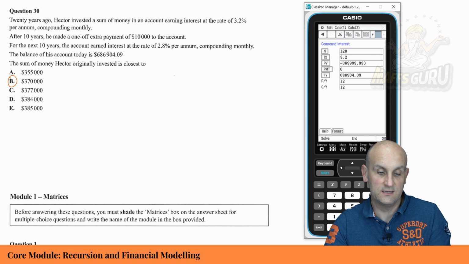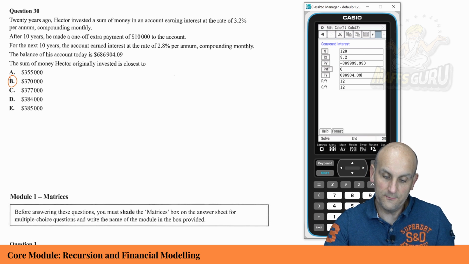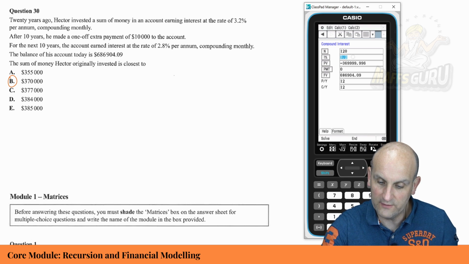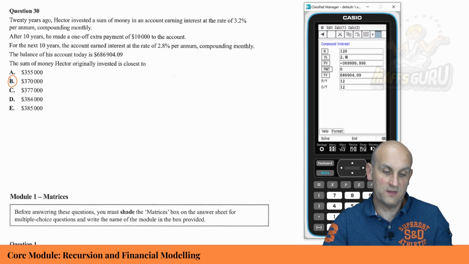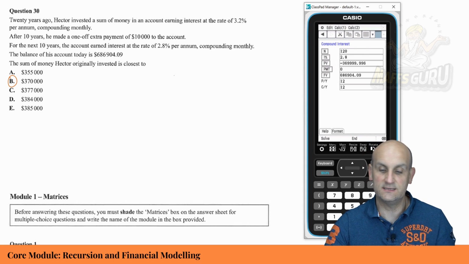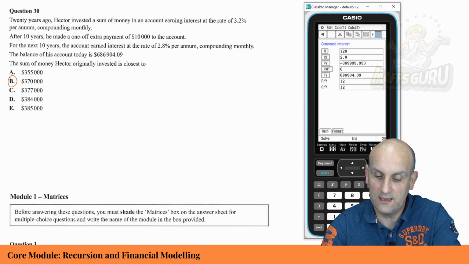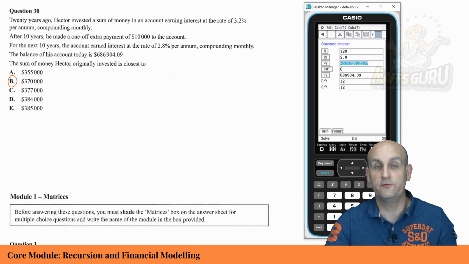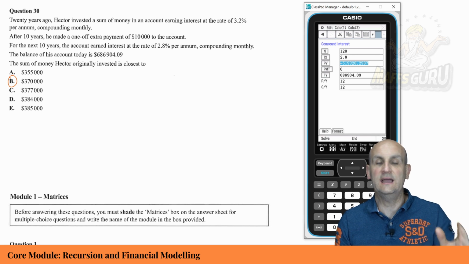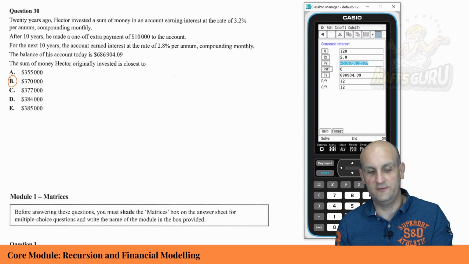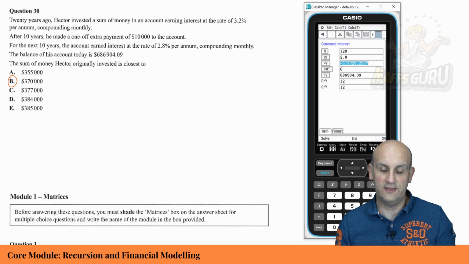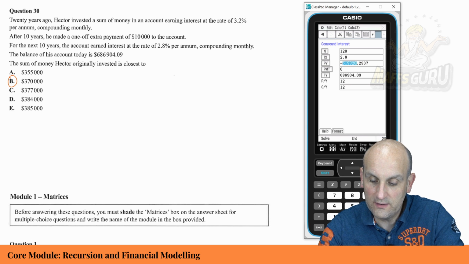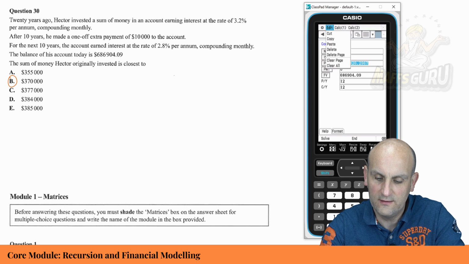He's not making any payments. Interest is being compounded at 2.8% for the last part, so 2.8 monthly. No payments being made. He does it for 10 years, so that's where my N of 120 comes from. And so when I go back to my principal value, I get 519,320. So that's how much he had at the end of the 10 years. Now, this is the interesting bit because he added 10,000 to the account. So what I now need to do is I need to copy this value here. So I'm going to go edit, copy, because that becomes my new final value.